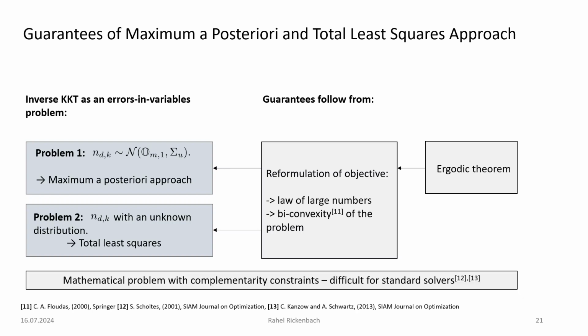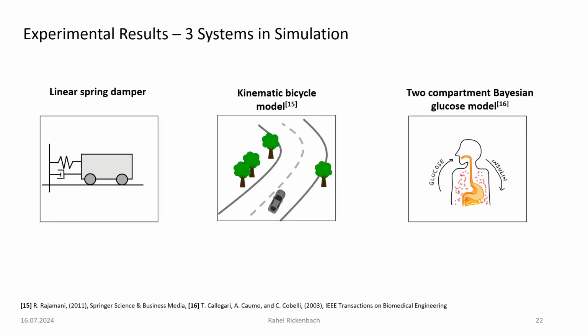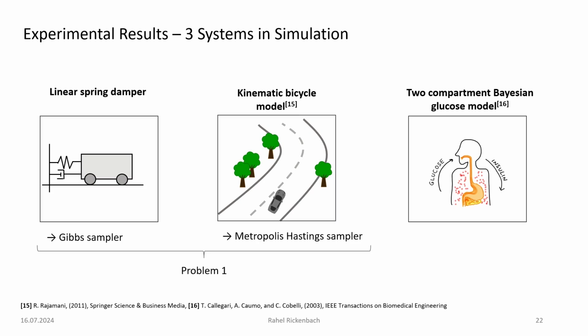However, maybe some of you have already realized that when we solve these problems, we always solve a so-called mathematical problem with complementarity constraints that can be challenging for standard solvers. That's also why we relied on an adapted version of an interior point method. We tested our approaches not only on linear systems, but on three different systems in simulation. So we have a linear spring damper system, as well as a nonlinear kinematic bicycle model. For both of them, we added suboptimality as zero mean Gaussian noise. So we relied either on the Gibbs sampler or the Metropolis-Hastings sampler, both belonging to the first problem class.